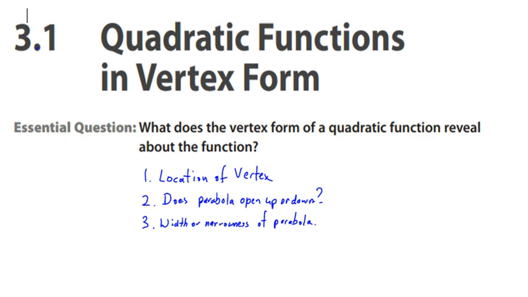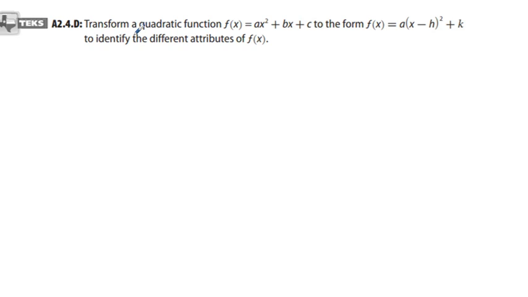Okay, let's go ahead and look at what we have here. Transform a quadratic function f(x) equals ax squared plus bx plus c to the form f(x) equals a times the quantity x minus h, squared, plus k. And what we have here is that a controls up or down, and I'll just say narrowness of the parabola. You could call it width.